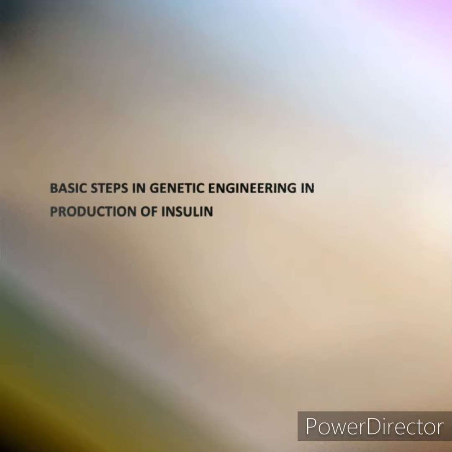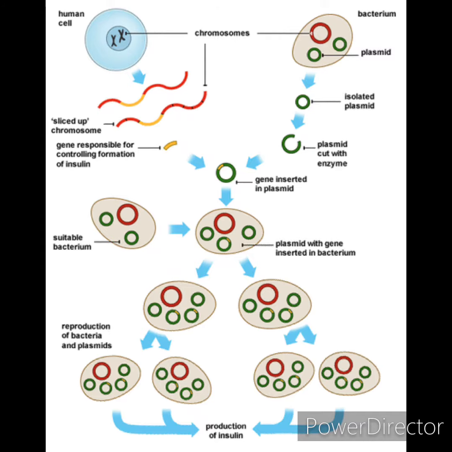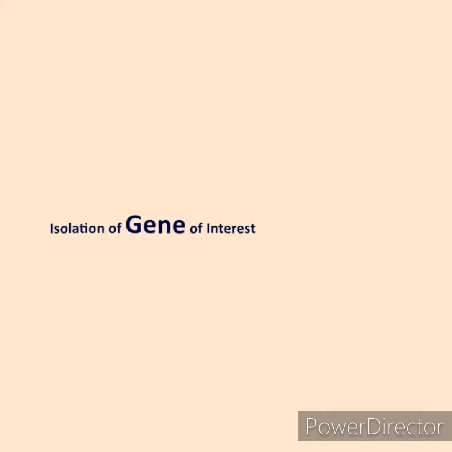In this video, we will discuss how insulin hormone is produced through genetic engineering techniques. So the first step is the isolation of the gene of interest.